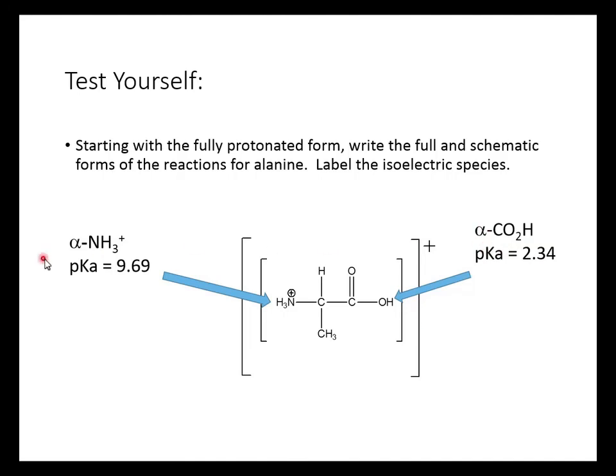Again, the alpha refers to the backbone ammonium and the backbone carboxylic acid, because in some cases side chains will have carboxylic acid or ammonium groups, and so we'll need to be able to differentiate those. Go ahead and pause the video and try to write those reactions.